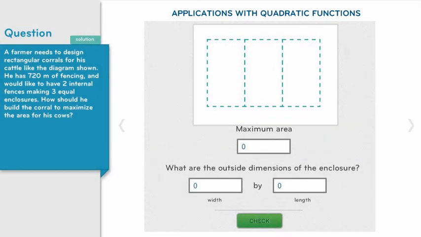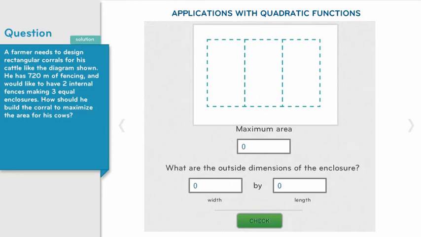In this question, we are given the information that a farmer needs to design rectangular corrals for his cattle, like the diagram shown here. He has 720 meters of fencing and would like to have 2 internal fences, 1 and 2, and 3 equal enclosures, 1, 2, 3. How should he build the corral to maximize the area for his cows?